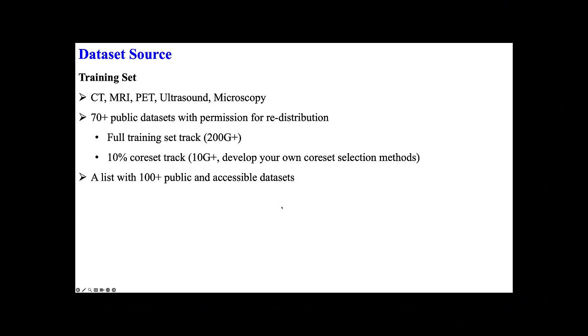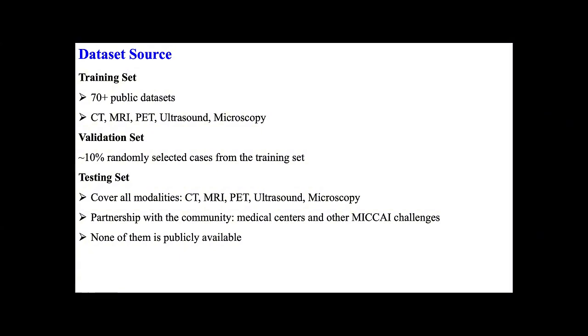We also collaborated with all participants to create a public and accessible dataset list with over 100 public datasets. We randomly select 10% of cases as the validation set. For the testing set, we will also cover all those modalities, and we are building partnerships with global medical centers and other MICCAI segmentation challenges, aiming to create a hidden testing set where none of the cases is publicly available.